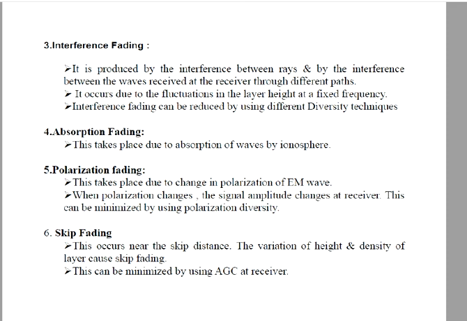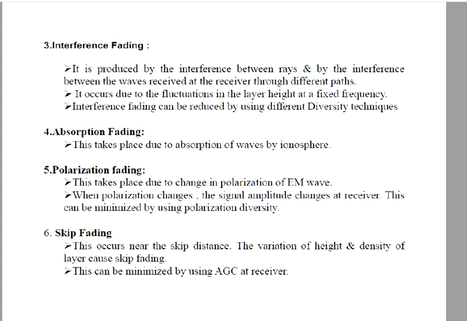And next is interference fading. It produces interference between the waves received at the receiver through different paths. It occurs due to the fluctuations in the layers, and interference fading can be reduced by using diversity techniques. Next is absorption fading, and this takes place due to the absorption of waves by the ionosphere. And the polarization fading, that is changes in the polarization of electromagnetic waves.